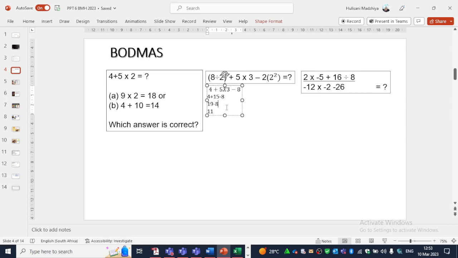So meaning that we're going to start by saying 4 plus 15, which is from the left to the right, giving us 19, then minus 8 giving us 11. And now we are working with division with a line, where we've got an equation on top as a numerator and an equation as a denominator. So under this question, it says that 2 multiplied by negative 5 plus 16 divided by 8, all of this is divided by negative 12 multiplied by negative 2 minus 26.